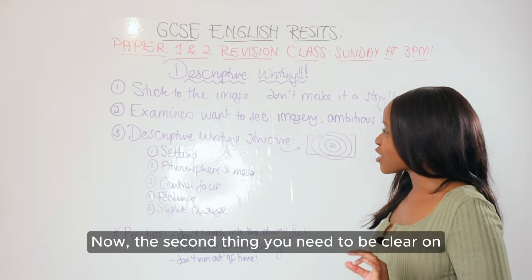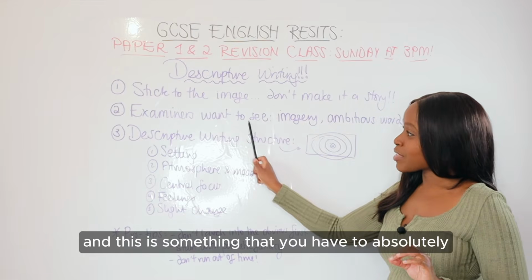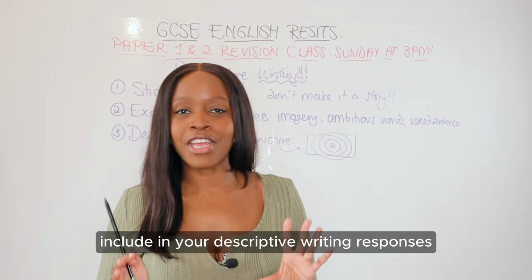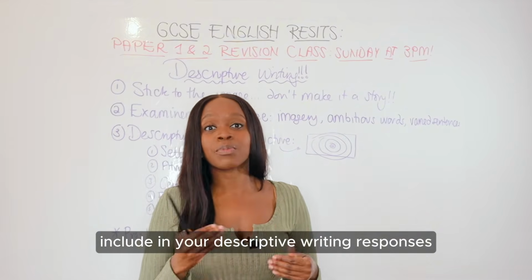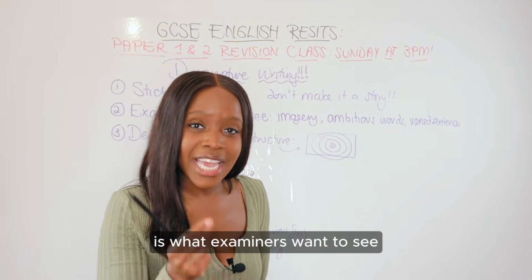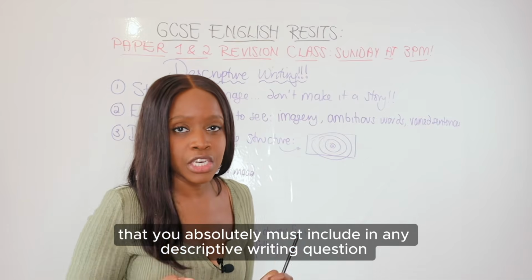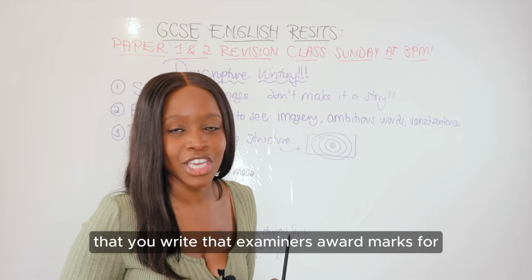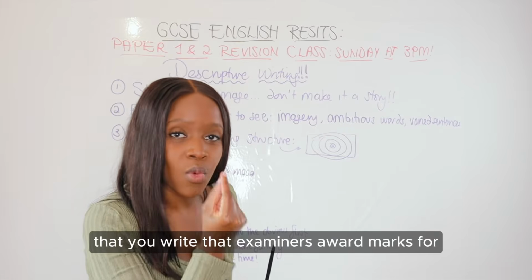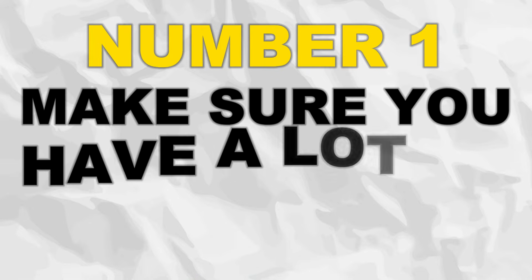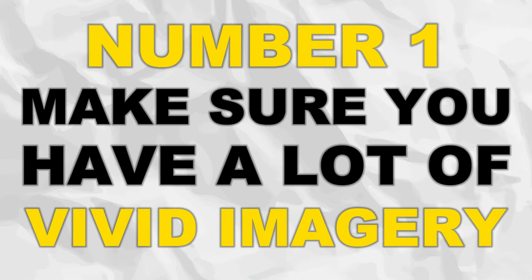Now, the second thing you need to be clear on, and this is something that you have to absolutely include in your descriptive writing responses, is what examiners want to see. And these are the top 3 things that you absolutely must include in any descriptive writing question that you write that examiners award marks for. Number 1, always make sure you have lots of vivid imagery.